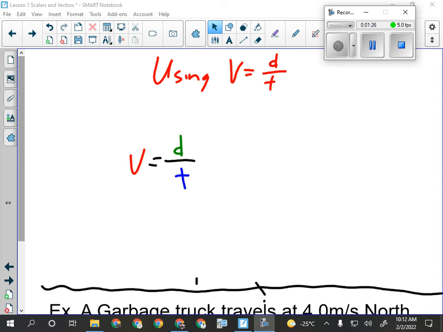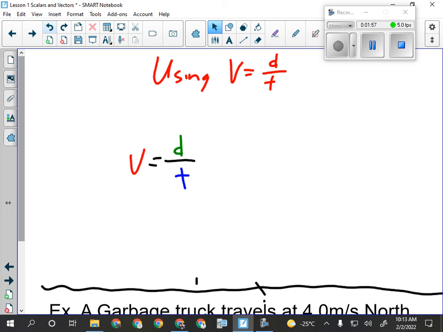So if I want to manipulate v equals d over t, let's say I want to solve for d. What do I have to do? Multiply both sides by t. If I'm going to move it, I have to multiply. What I do to one side, I do to the other. So what essentially ends up happening is t comes over here. Now I have t times v equals d. Everybody all right with that?